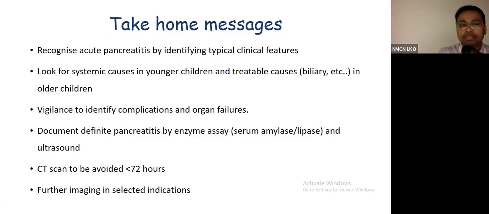So the take-home message will be that we must be able to recognize acute pancreatitis by identifying the typical clinical features. We should look for systemic causes in younger children and the other treatable causes like biliary causes or metabolic causes like hypertriglyceridemia, hypercalcemia. Vigilance should be there to identify the complications and the organ failure early. We have to document definite pancreatitis by enzyme assay and ultrasound. CT scan should be avoided within 72 hours, and further imaging only in select indications, not in all.